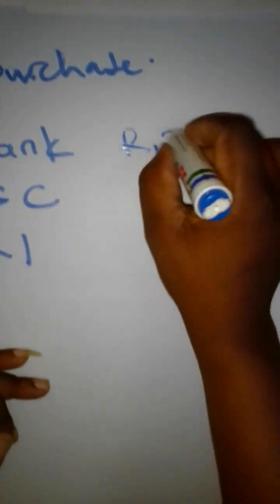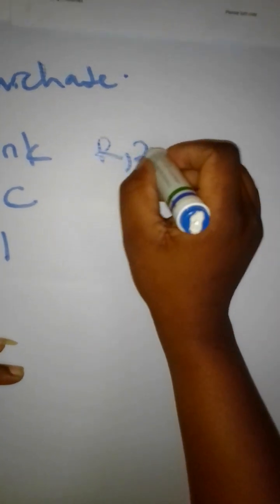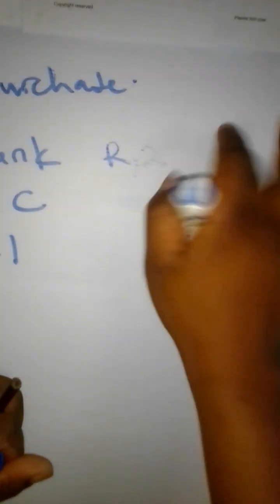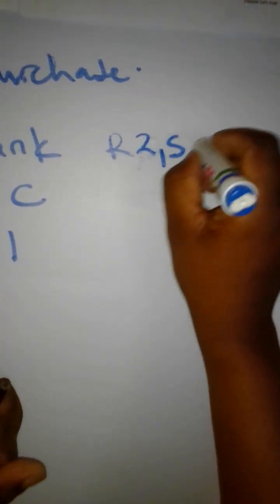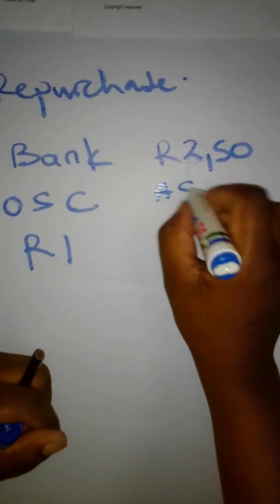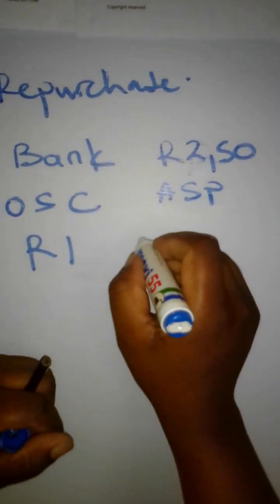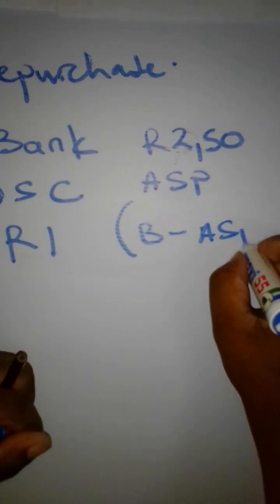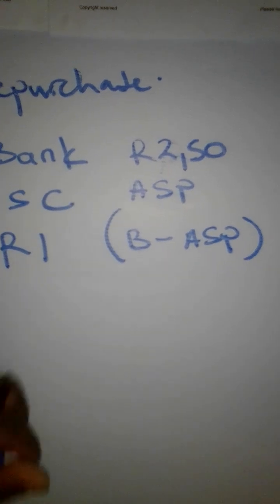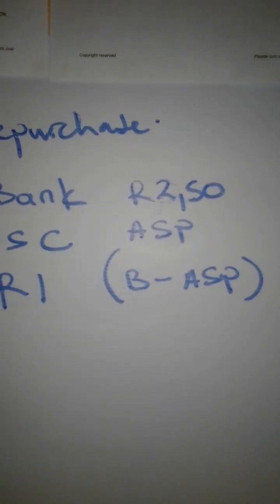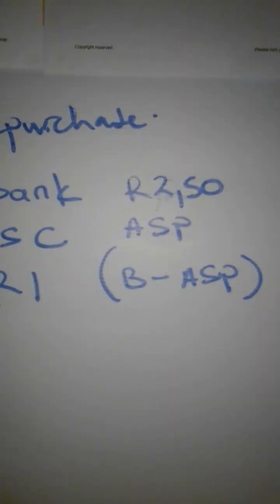So the bank account will be affected by the R2.50. Let me write it properly. The ordinary share capital will be affected by the average share price, and then the retained income will be affected by the bank minus the average share price. Let's calculate those and find out exactly how much we are going to have for the ordinary share capital with the average share price.